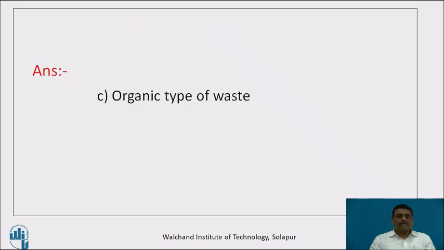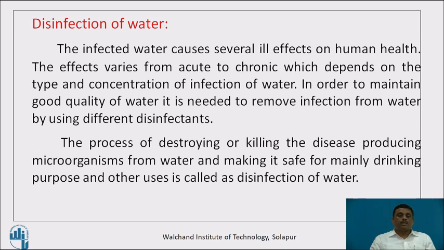The correct answer is option C, that is organic type of waste, because organic waste will act as a food for microorganisms, and that is the main cause of how water becomes infected. Now we'll come to our main point: how to remove the infection from water. That is known as the disinfection process of water.